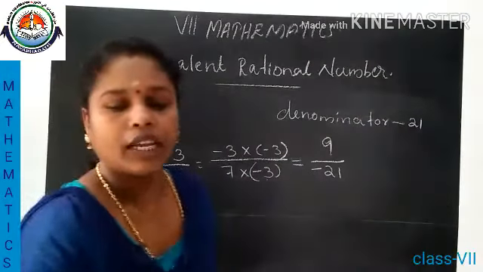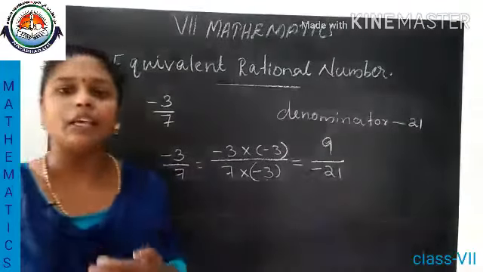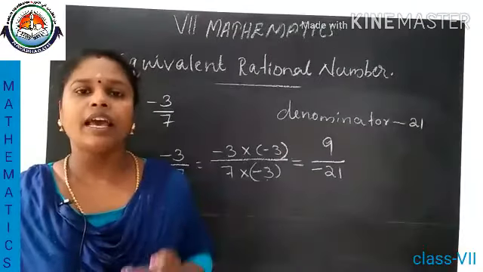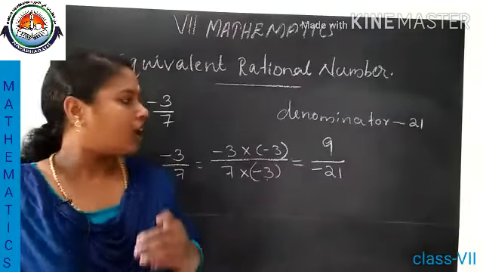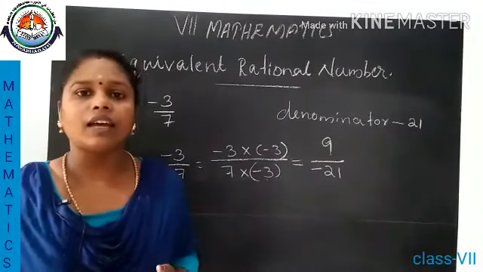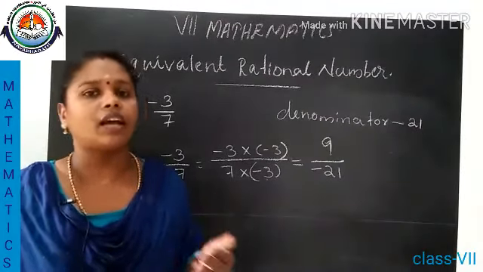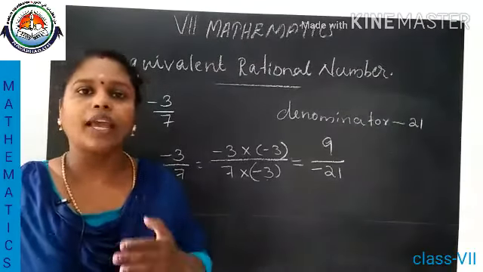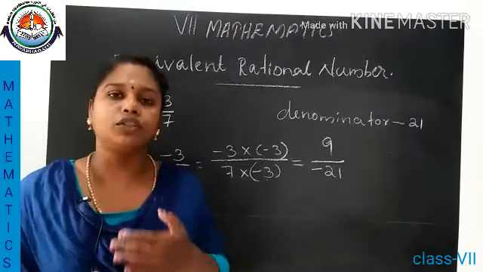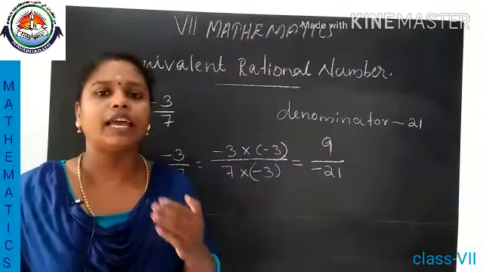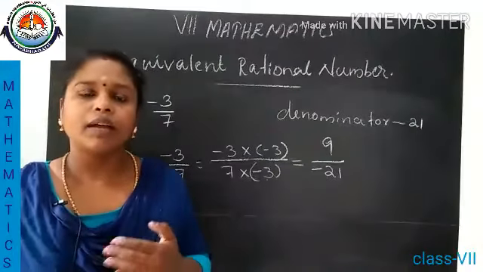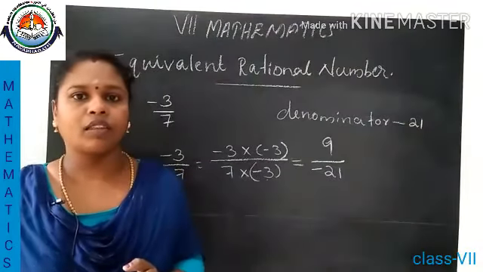Today we have discussed what is an equivalent rational number and how can we find the equivalent rational numbers for the given rational numbers. To get equivalent rational numbers we need to multiply both the numerator and denominator by the same number.